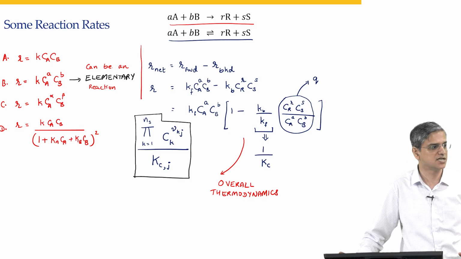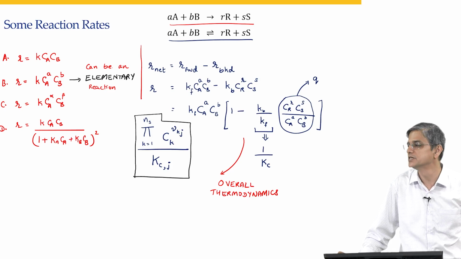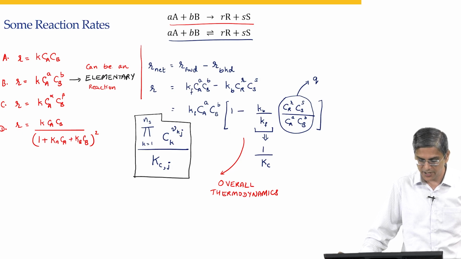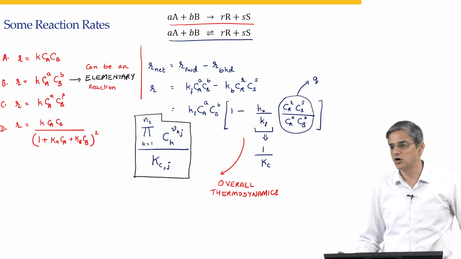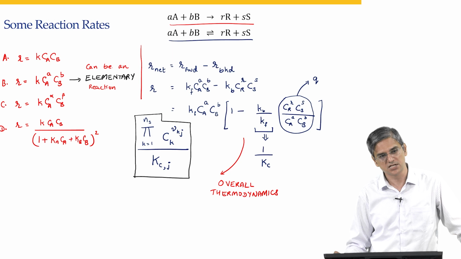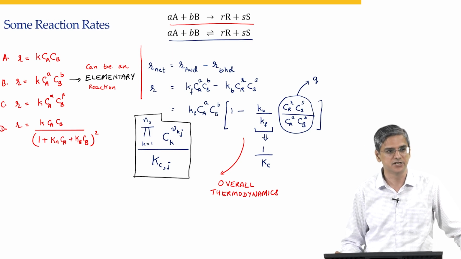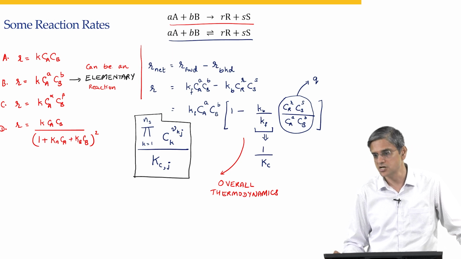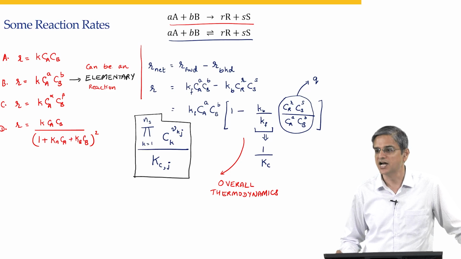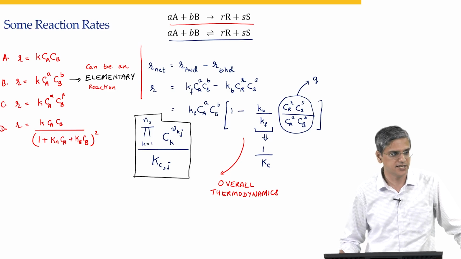It so happens that in power law kinetics, the powers are approximately the stoichiometric coefficients. So, Ca to the power A, Cb to the power B does not necessarily mean that it is elementary. It can be elementary, it may not be elementary in some other cases. But A, C and D are definitely not elementary.